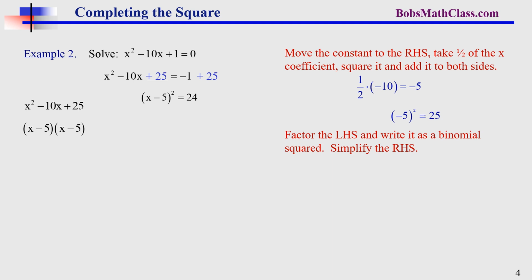What's next? The square root property. Get rid of the square on the left-hand side, put a square root on the right-hand side, and don't forget the plus and minus. And then add 5 to both sides. You're all done. So this is the procedure. It's going to get a little bit more complicated, maybe some fractions, but it's still the same procedure.